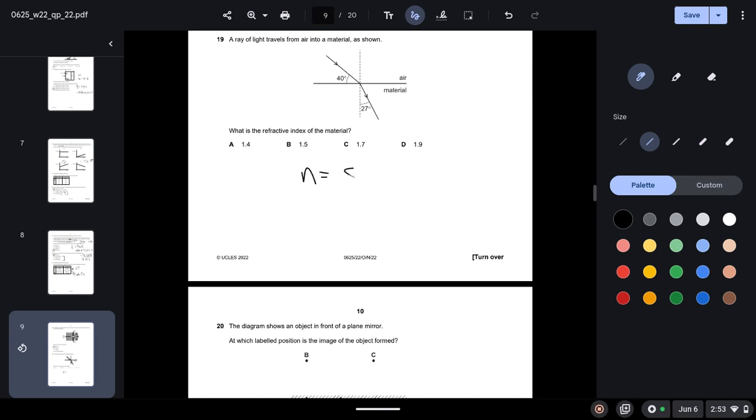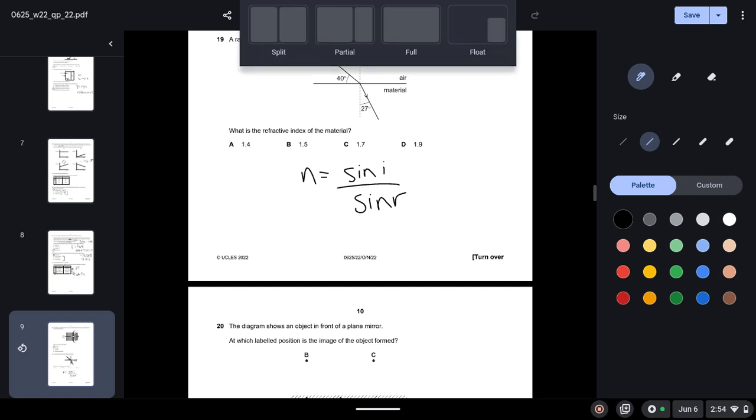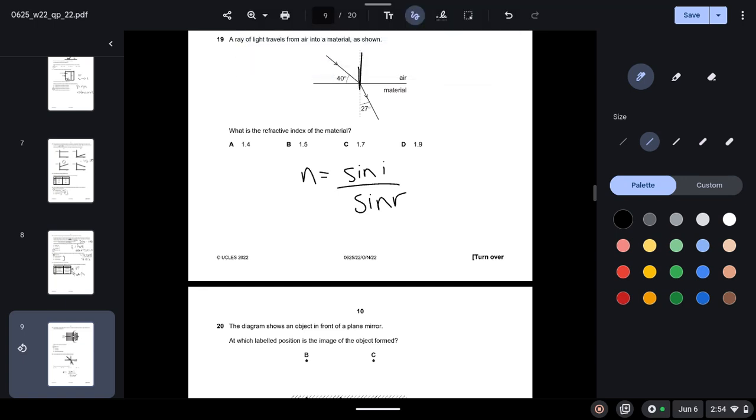So refractive index is given as sin i over sin r, where i is the incident angle and r is the refracted angle. Here please be careful that 40 degrees is not your incident angle. In fact, the incident angle is the one which is formed with the normal. So this is your normal, and this is the incidence angle i. This would be 50. So sin 50 over sin 27. Put this in your calculator and your answer will come out to be 1.7.